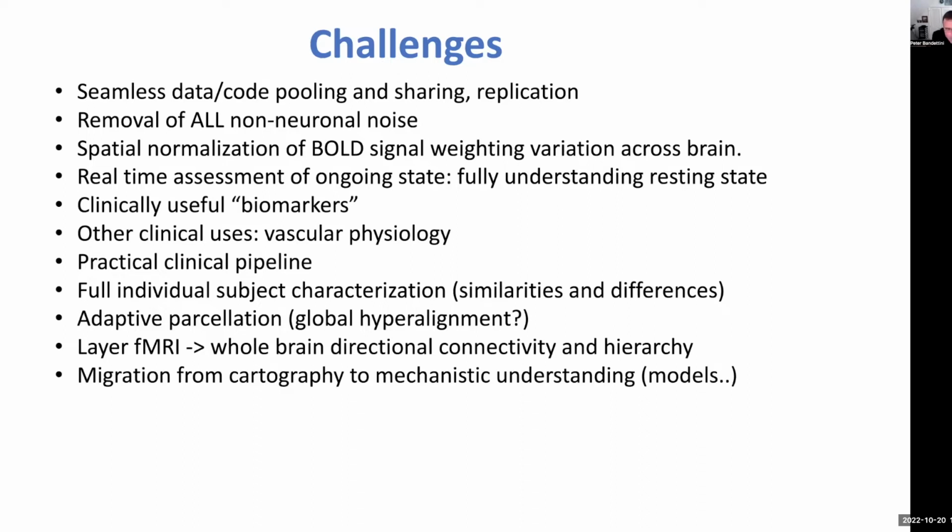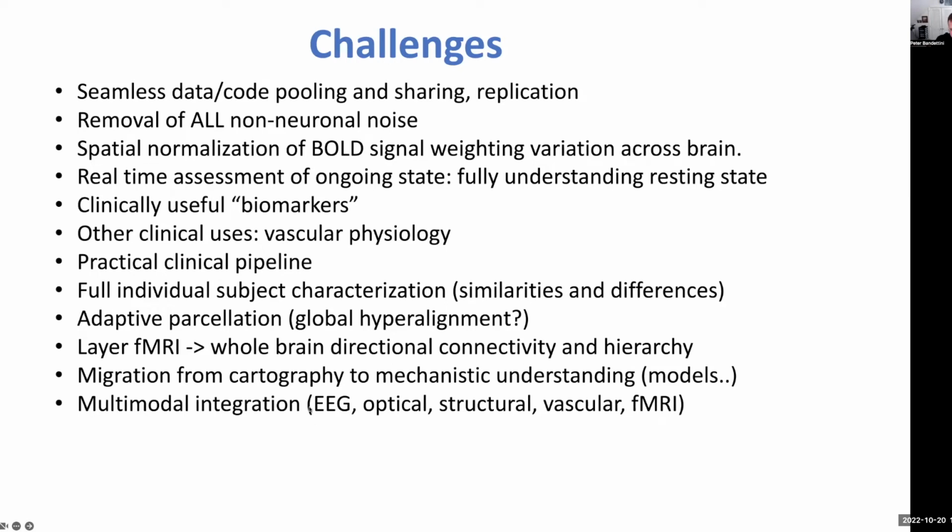So I think that we need to try to move fMRI more from cartography to mechanistic understanding, and that's usually understanding the underlying scale of what leads to the brain activation as we measure with fMRI. So we need to more and more tie this to models: dynamic models, computational models of brain function.